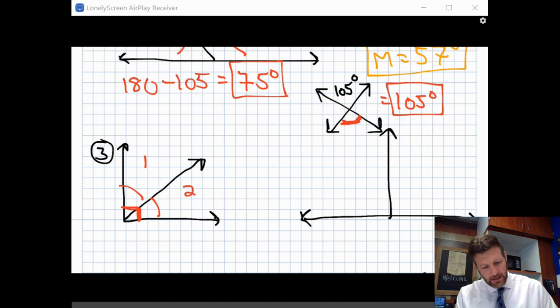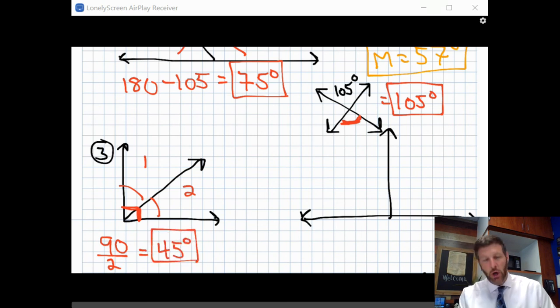Well, let's think about that. If they have to add up to 90 and they have to be the same value, what would be the evenly split number of degrees in 90 degrees? Basically 90 divided by 2. And so that means they both have to be 45 degrees, because no other angle would allow them to both add up to 90 and also be congruent to one another. So they would have to be 90 degrees. I'm sorry, 45 degrees.